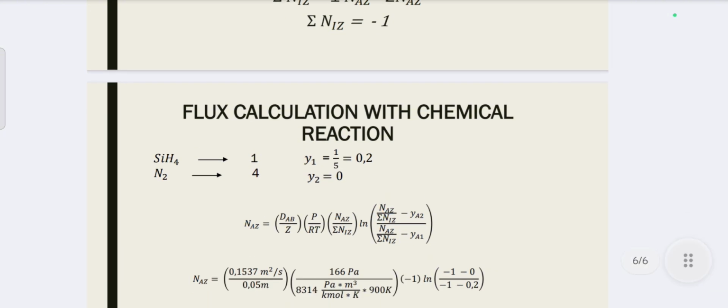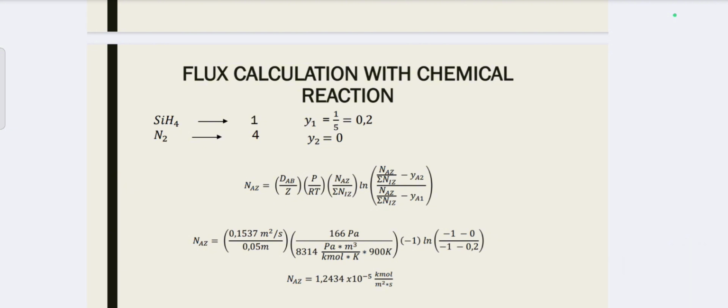Now we must calculate Y1 and Y2. We know that the silane stream is 1 to 5, so we obtain that the concentration Y1 is equal to 1/6. We know that the silane concentration on the surface is equal to 0. Finally, we replace all the values in the flux equation and calculate.